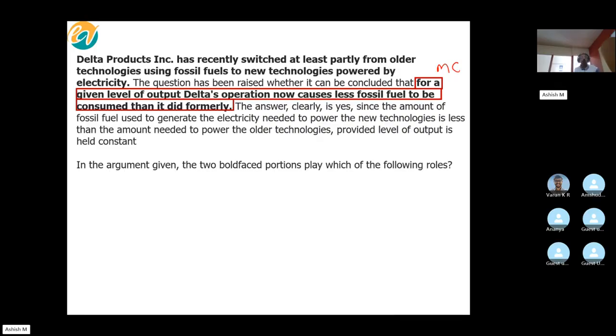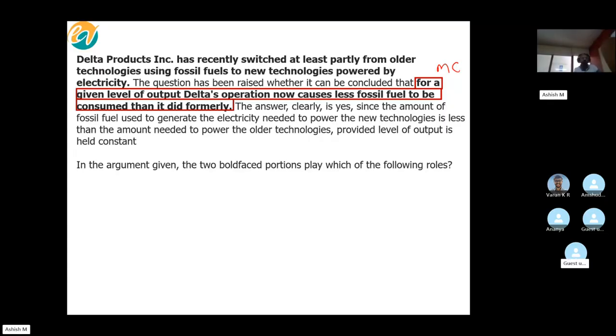Okay, role of the first boldface. Friends, first boldface, is that a premise or a conclusion? Remember, any fact will anyway be a premise. Facts cannot be conclusion. Think about it, right? It makes sense. So any fact will be a premise.